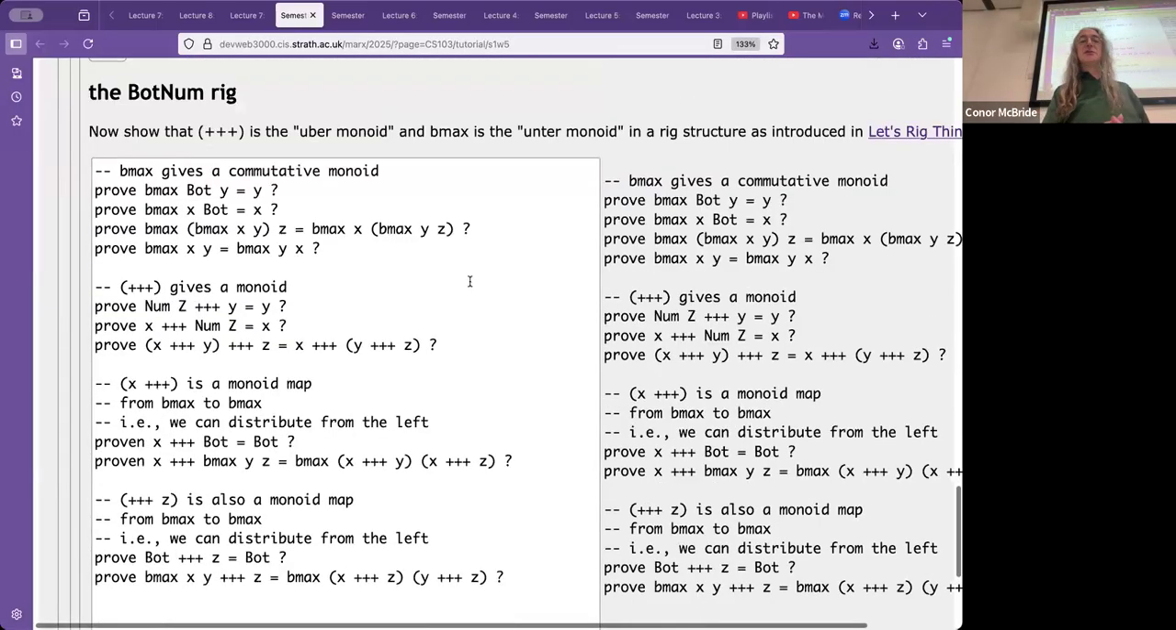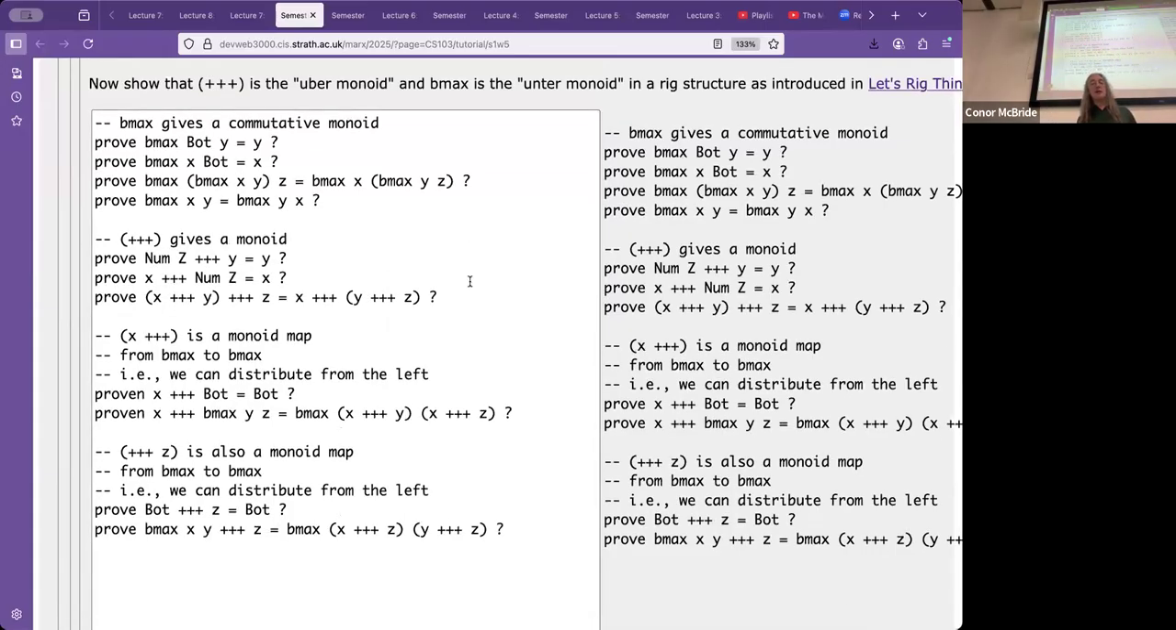And then I'm asking you to prove that there is a rig where plus is the ubermonoid and max is the untermonoid. So lots of this stuff you already built ingredients for in our first tutorial if you did that particular homework. And you can most definitely reuse that stuff to help with this stuff. But I'm curious how you use the type constructors in the proof.